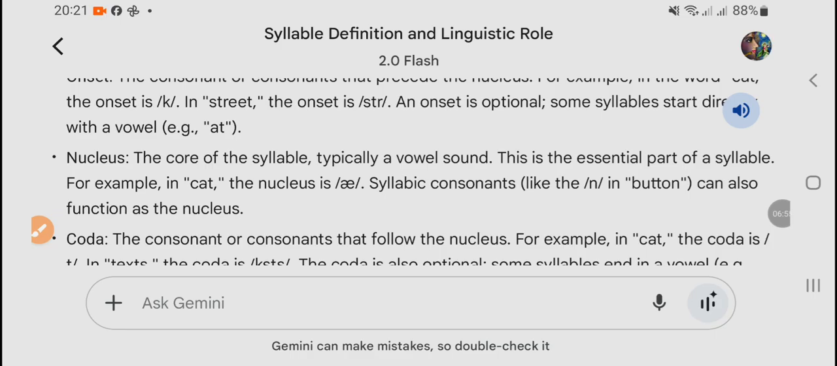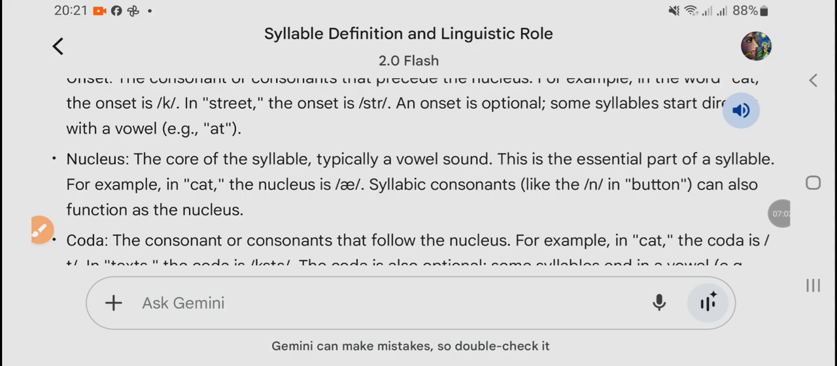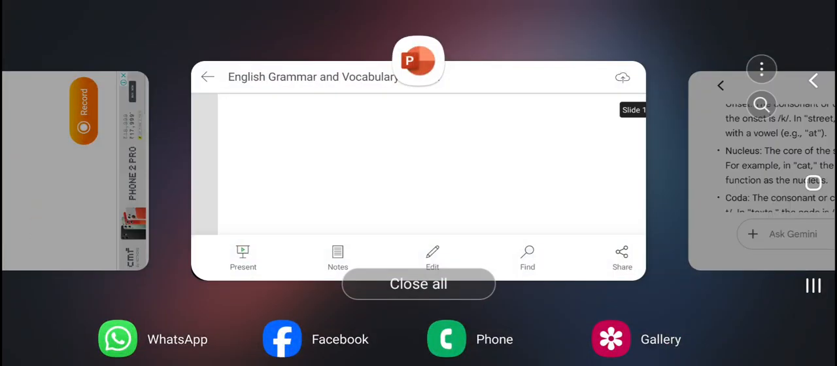An onset is optional. Some syllables start directly with a vowel, like at. They have given three examples. I am explaining all three examples here. See, that is the onset they are talking about.